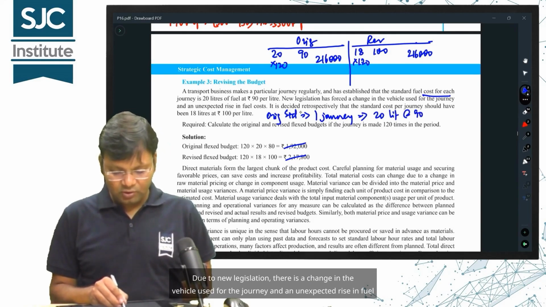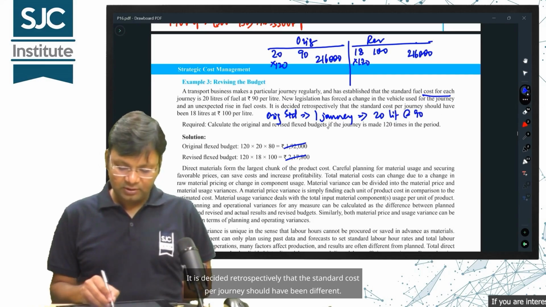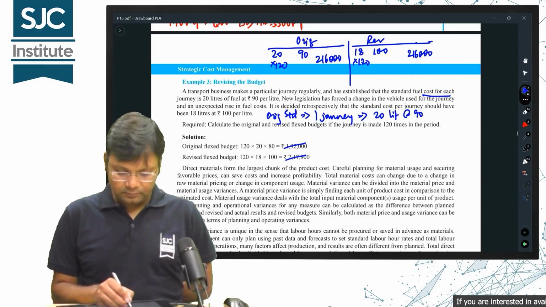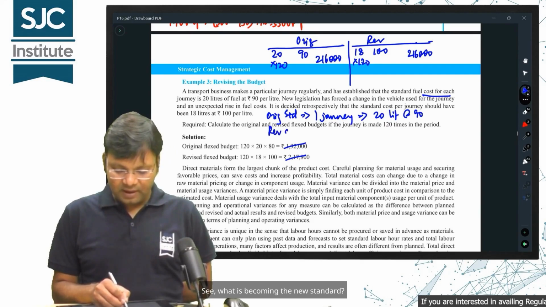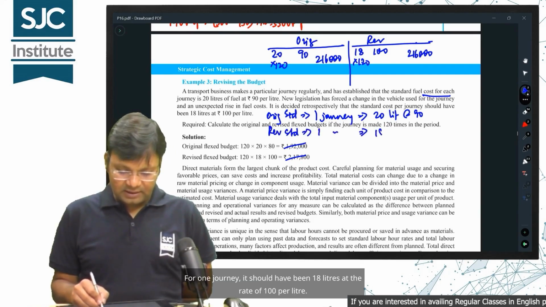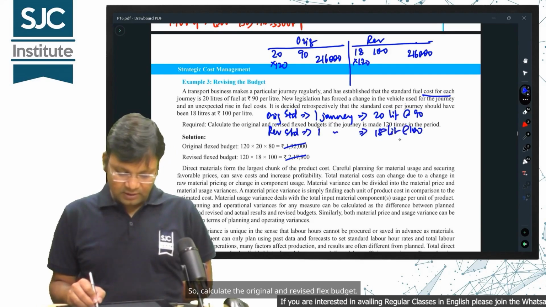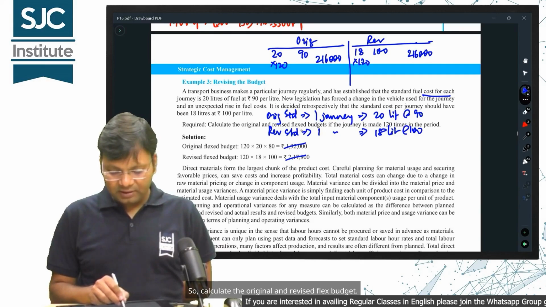Due to new legislation, there is a change in the vehicle used for the journey and an unexpected rise in fuel cost. It is decided retrospectively that the standard cost per journey should have been different. See, what is becoming the new standard? For one journey, it should have been 18 liters at the rate of 100 per liter. So, calculate the original and revised flex budget.